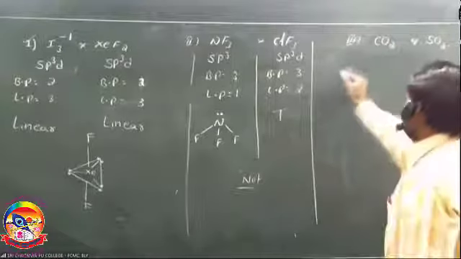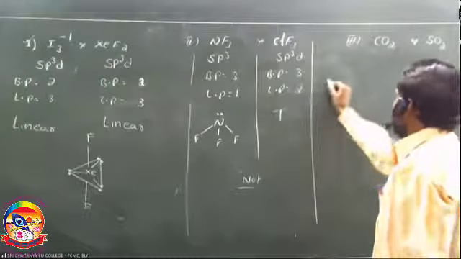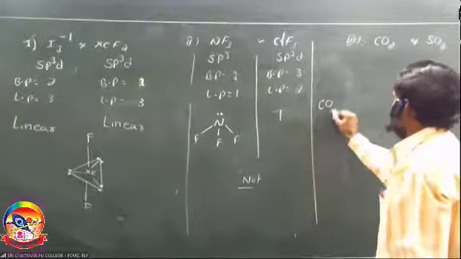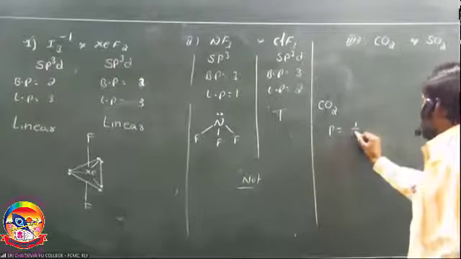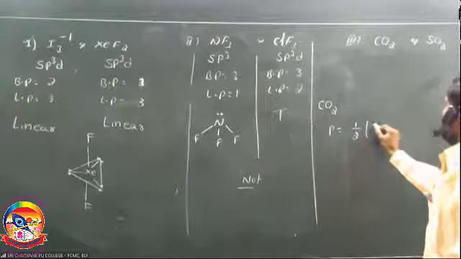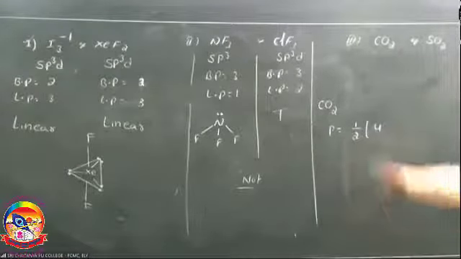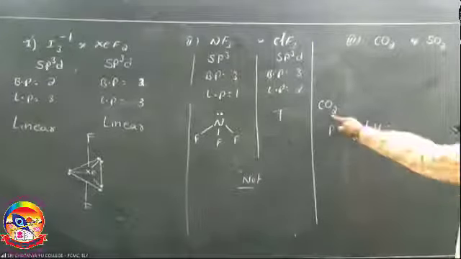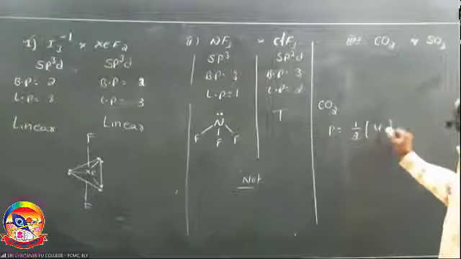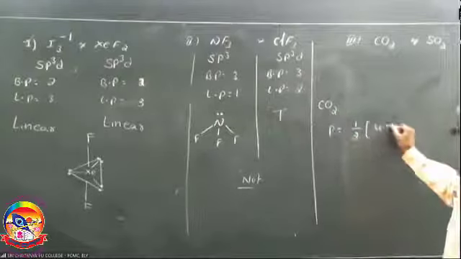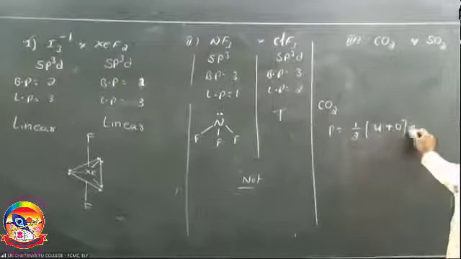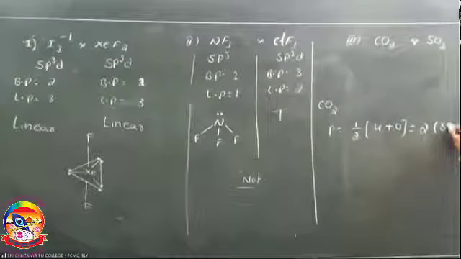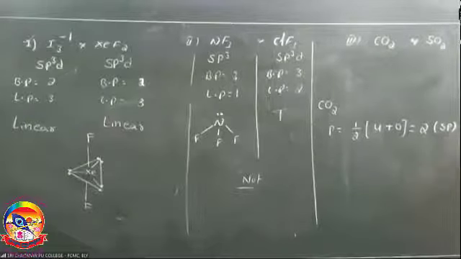Okay. So first take carbon dioxide, CO2. So P is equal to half into central atom; the central atom is carbon, which belongs to the fourth group. Next, oxygen is divalent. Next, it is a neutral molecule. So only 4, because oxygen is divalent, and 0 because it is a neutral molecule. So 4 by 2 means 2. P value 2 means sp hybridization.